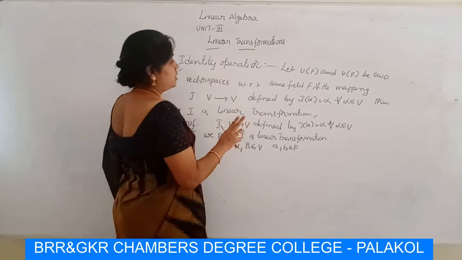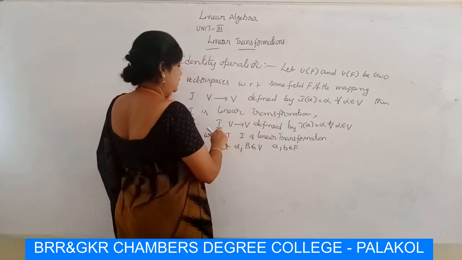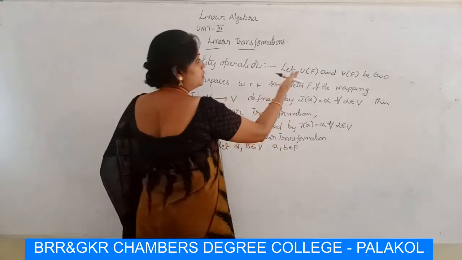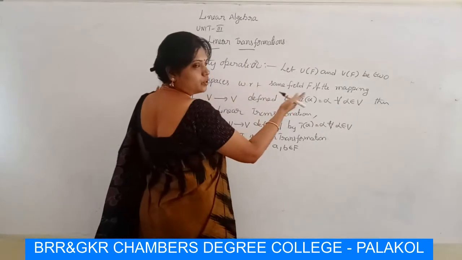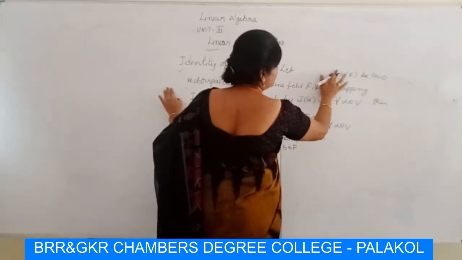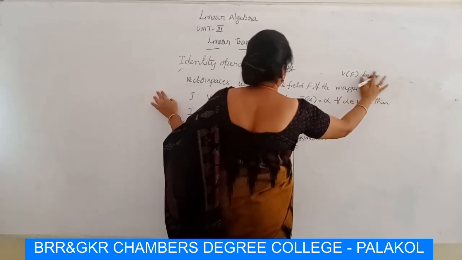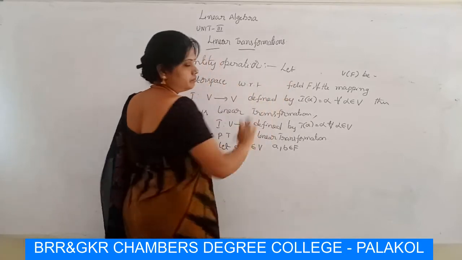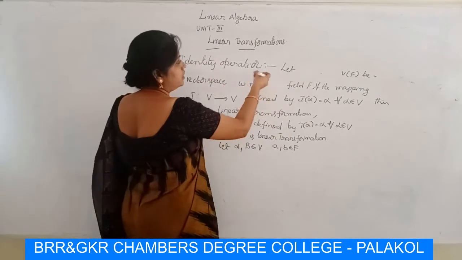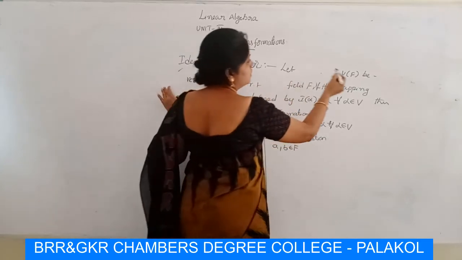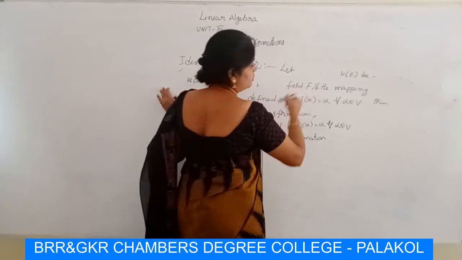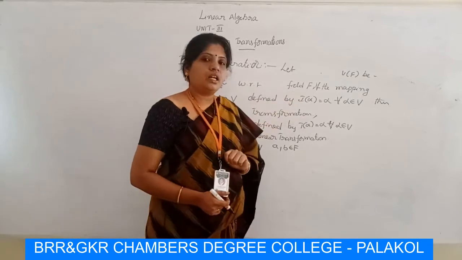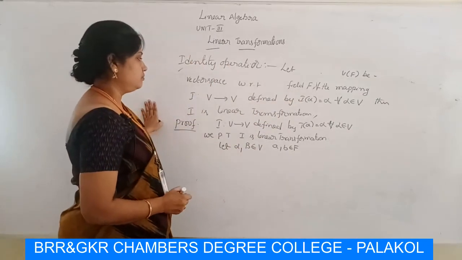Dear students, a linear operator is defined on only one vector space. Here don't write about two vector spaces. Just let V of F be the vector space with respect to the field F. Write it correctly. Let V of F be the vector space with respect to the field F. The mapping I maps V to V is defined by I of alpha is equal to alpha for all alpha belongs to V.